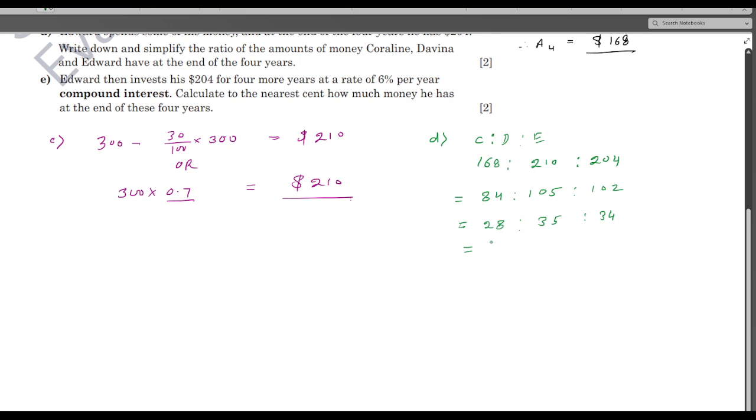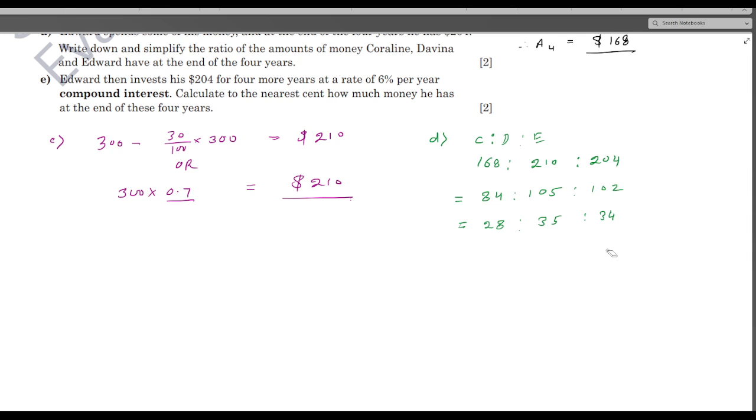Now are all divisible by 13? No. 7? No. So here there is no common divisor, so I will say that this 28, 35 and 34 is their final ratio.